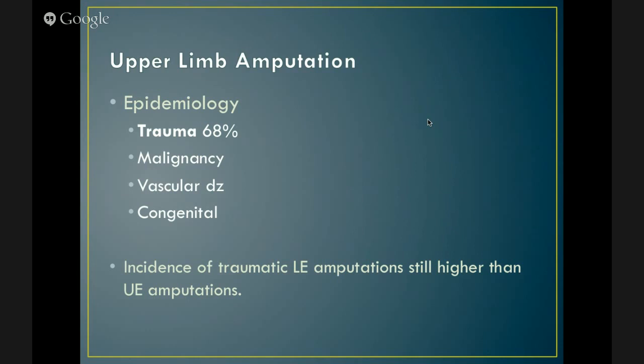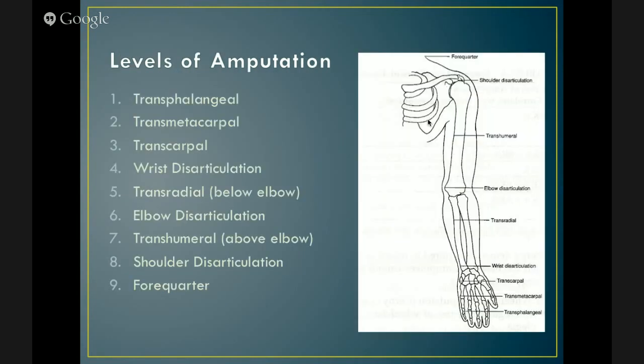Other causes, malignancy, vascular disease, pretty rare, congenital. The incidence of malignancy-related amputation is actually decreased, mostly because of limb sparing, limb salvage techniques and things of that nature. Congenital, the incidence has stayed about the same, but I think it's around 1% of the overall upper limb amputations. Don't quote me on that.